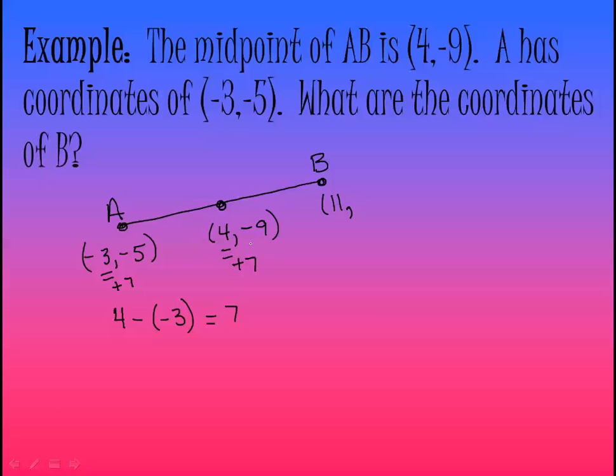Now to find the y value, I do the same thing. The distance between -5 and -9 can be found by subtracting the larger number minus the smaller number, and -5 plus 9 is really 4. So there's 4 units between the two y values. To get from -5 to -9, I would have to go down 4. So I'm going to go down 4 more, and -9 minus 4 is -13. And I notice that I get the same answer I did a moment ago to find the end point.